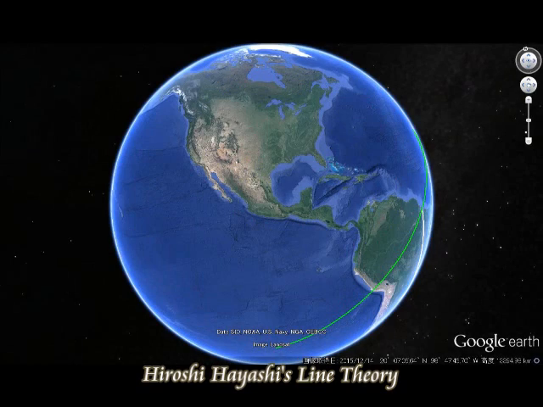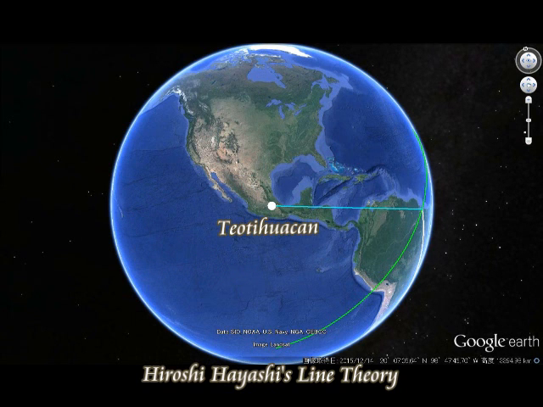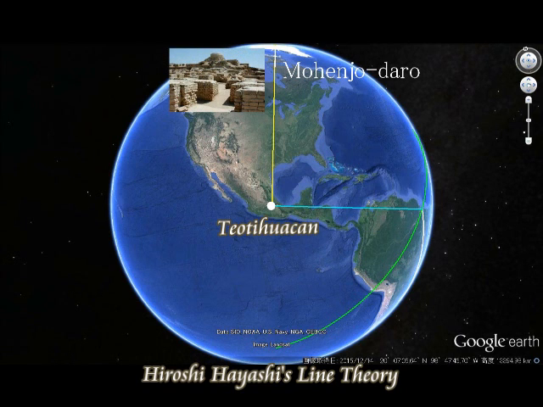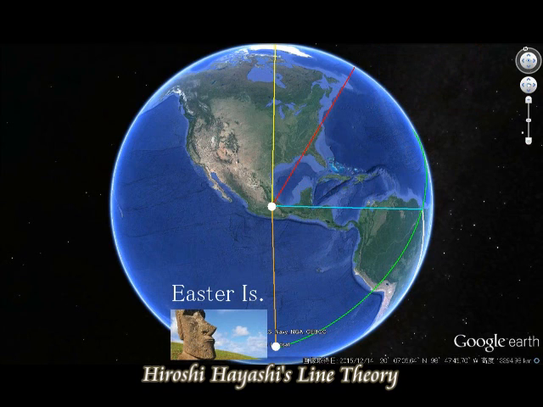Now you see the West Pole on your right side, and from the West Pole I draw a line to Teotihuacan, now in Mexico. This is Teotihuacan. And from Teotihuacan I draw a line up to Nares at the angle of 90.00 degrees, the line which will take you to Mohenjo-daro. And at the angle of 60.00 degrees, this red line will take you to Giza Plateau, and down to Easter Island at the angle of almost 90 degrees. This line will take you to Easter Island.